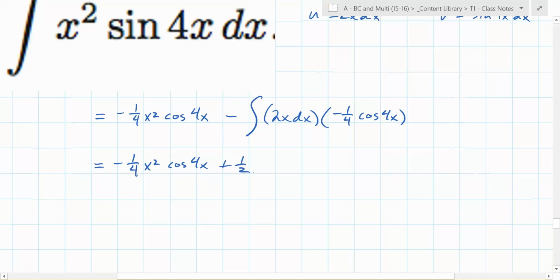So you end up with negative 1/4 x squared cosine 4x plus what? 1/2, correct? Plus 1/2 integral of what? x cosine 4x dx. Is that correct? Yeah.